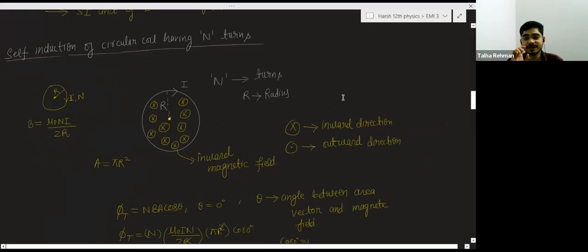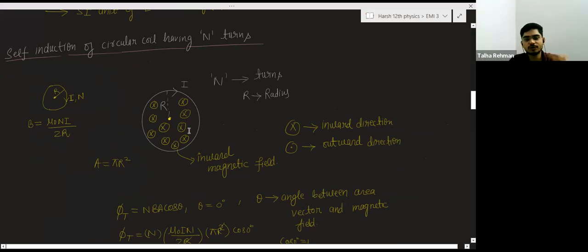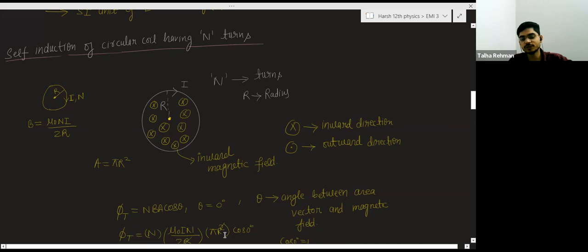This derivation is very, very easy, but at the same time, you should know this formula. You should know how to find the direction of the magnetic field due to a current carrying coil. You should know the formula of the magnetic flux, how to calculate the total flux, the area of the circle, and the value of cos 0. Then only you will get the answer.